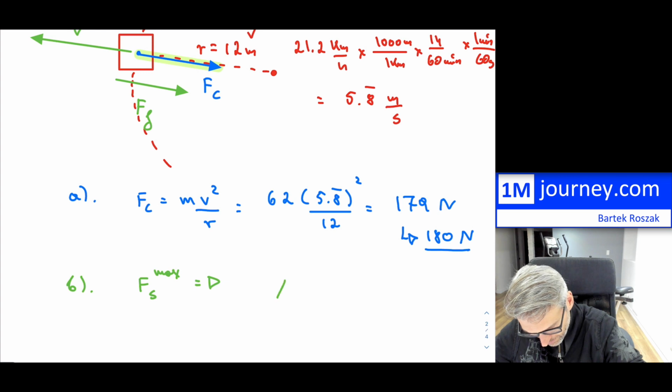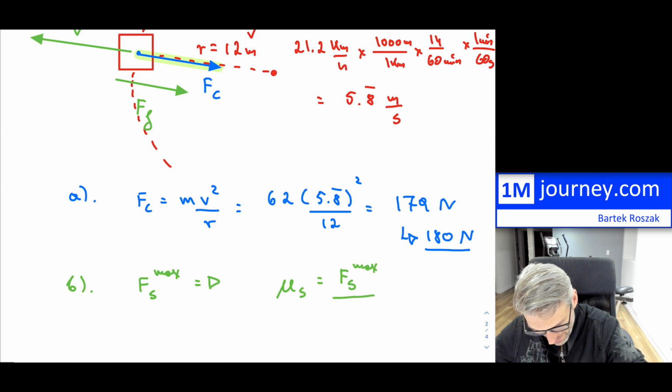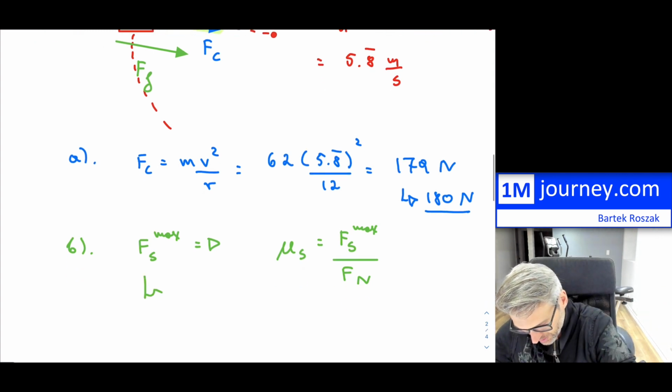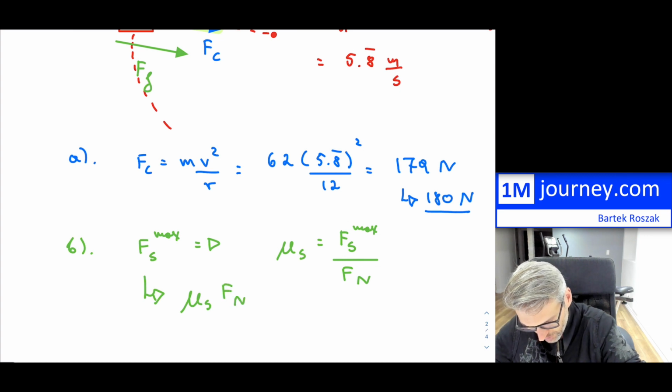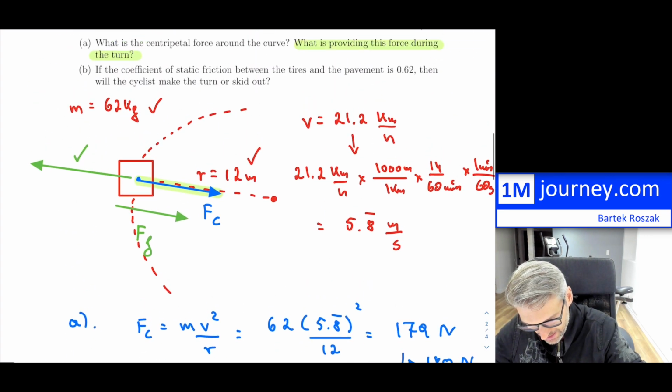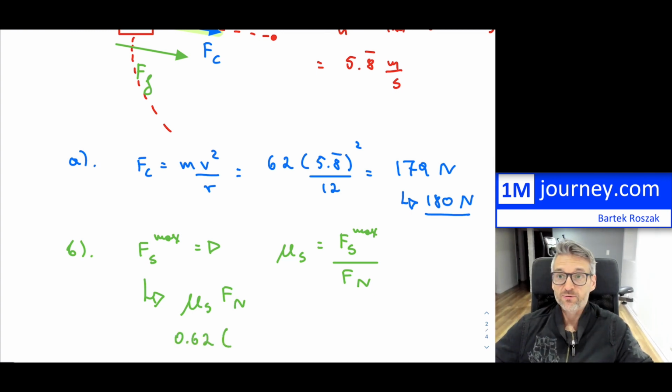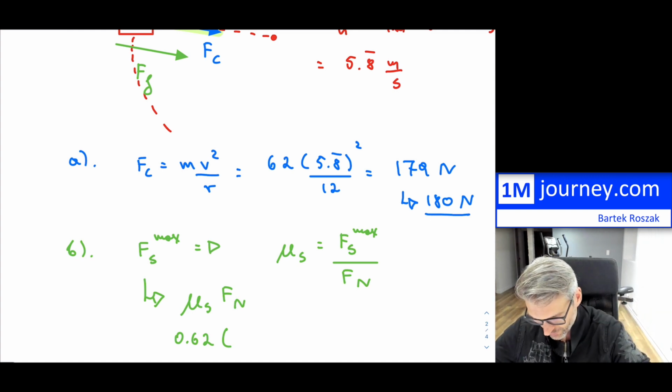Well, this comes from your coefficient of friction. For static friction, it is the maximum friction divided by the force of normal. So in other words, this is nothing else but the coefficient of static friction times the force of normal. Now we are told that it's 0.62. My force of normal in this case doesn't really tell us anything, so we'll just assume that it's the force of gravity.